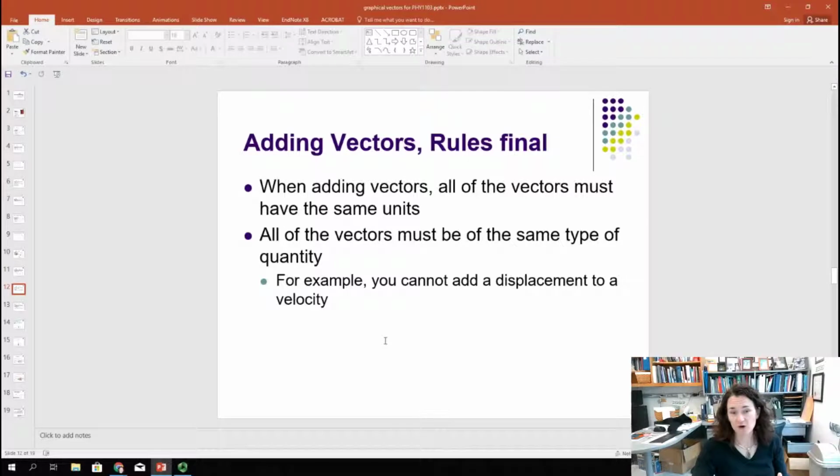Remember, it's very important. When you add vectors, all those vectors have to have the same units. They all, in other words, have to be the same type of quantity. It makes no sense to add a velocity and an acceleration. It just doesn't make sense.